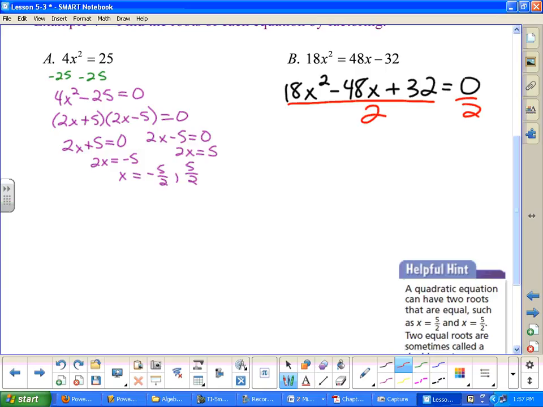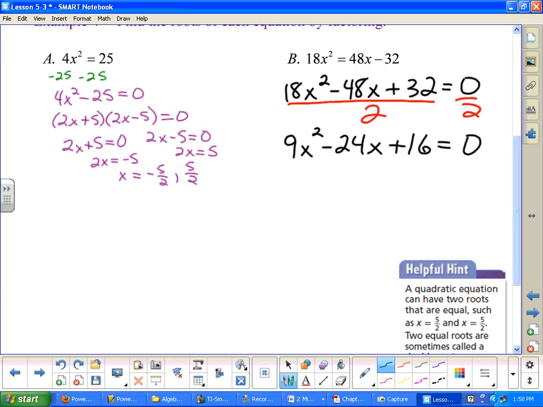So we're going to divide everything by 2 first of all. So we have 9x squared minus 24x plus 16 equals 0. Now we need to factor this, if we can. And we can. This is a perfect square trinomial.